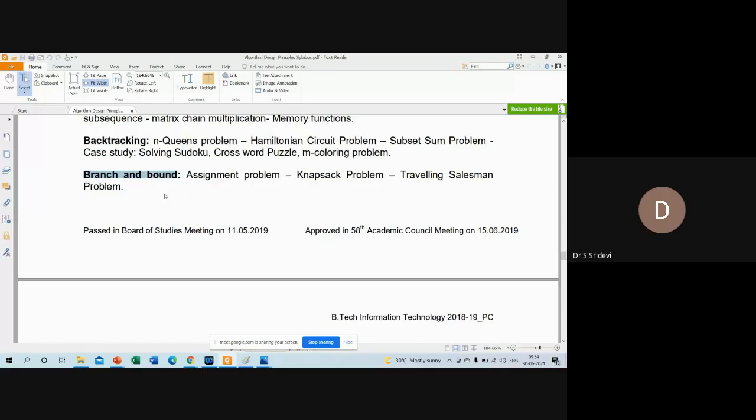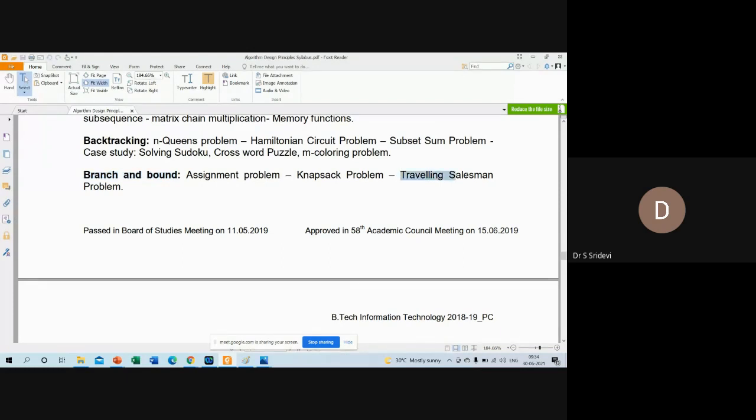Always you have to focus on the minimal cost. Okay, so this is with respect to the branch and bound algorithm. Under this, according to your syllabus, you have 3 topics. One is assignment problem, second one is Knapsack, third one is TSP.